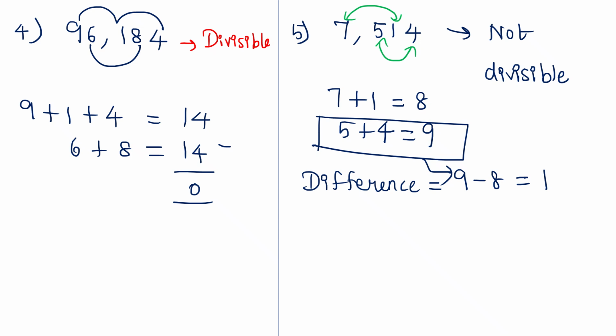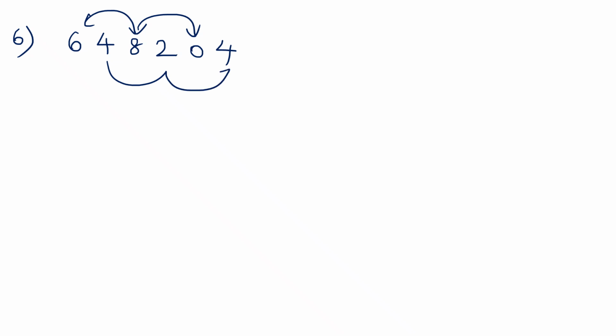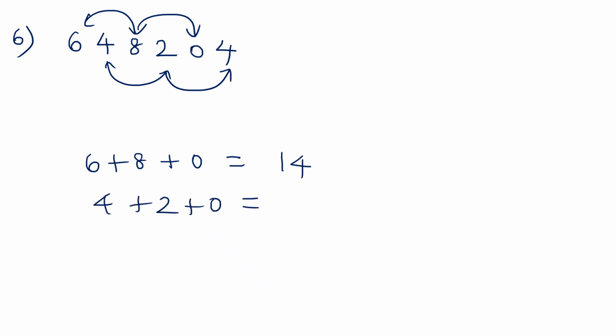So let me finally give you a last example, question number 6 here. Let me take a very big example here. 648204. Now pick the alternative numbers. When you pick up the alternative numbers, that is 6 plus 8 plus 0, you will get 14. At the bottom I have 4 plus 2 plus 4.